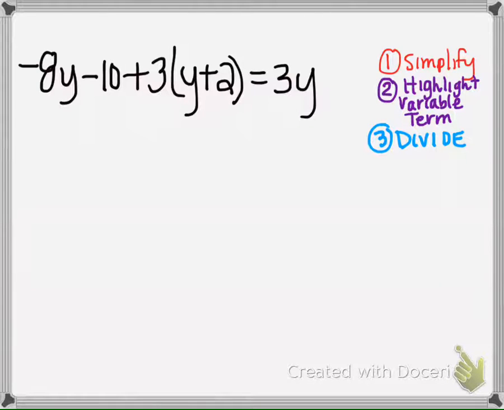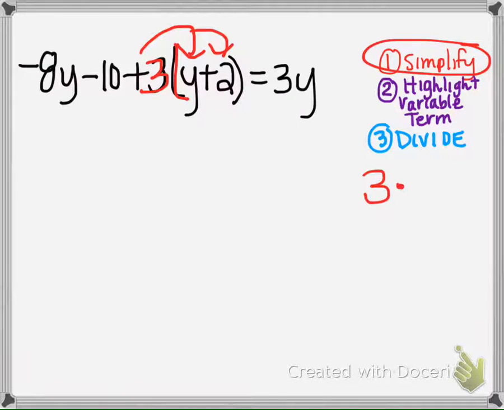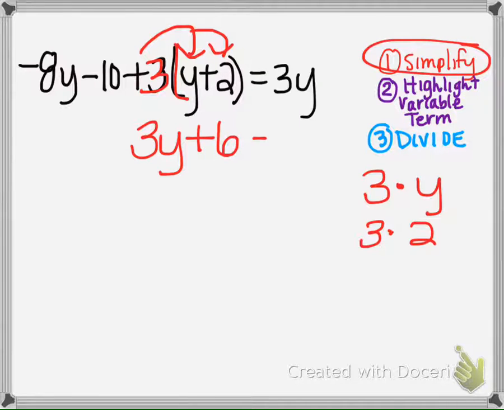Okay, so our first step is we need to simplify the left and the right side if possible. So I see parentheses right here and I see this 3 right here, so I need to distribute this positive 3 to the y and the 2. So we're going to multiply 3 to y, so that would make 3y, and then 3 times 2 is positive 6. Then I'm going to bring down the rest of the problem, the negative 8y, the negative 10, and then I'm going to put a plus because this was a positive.